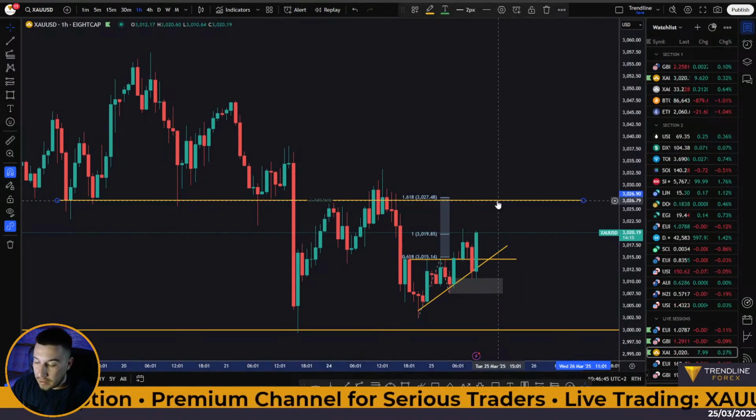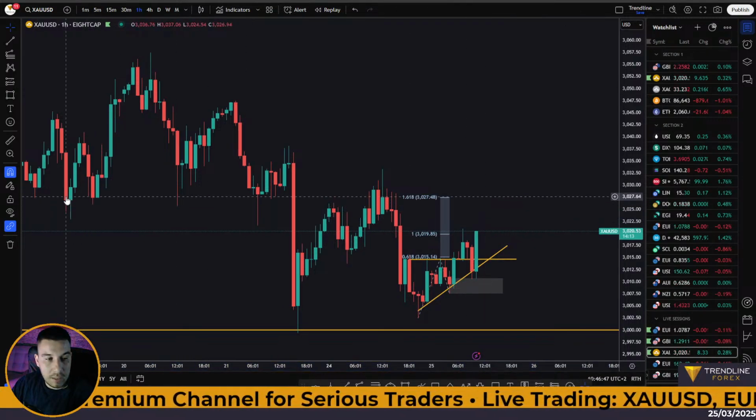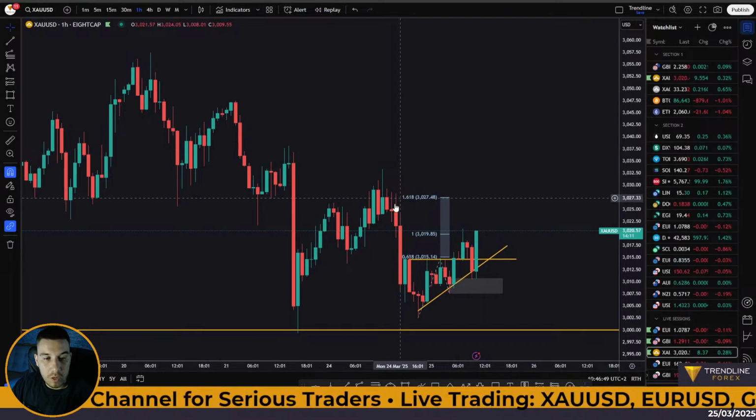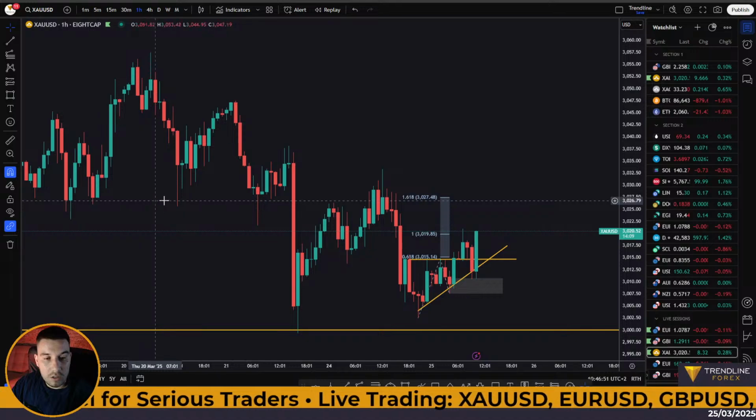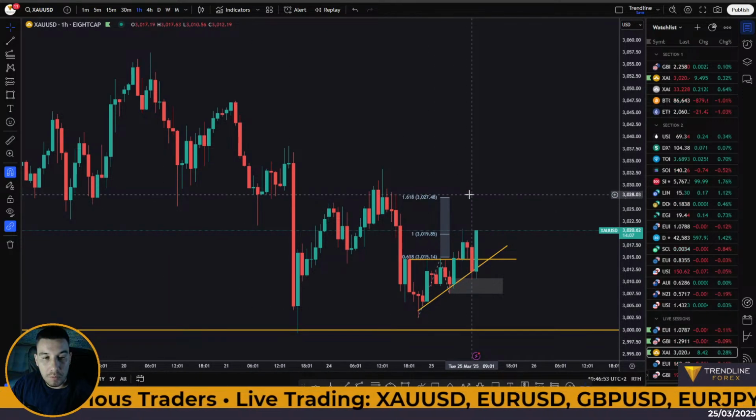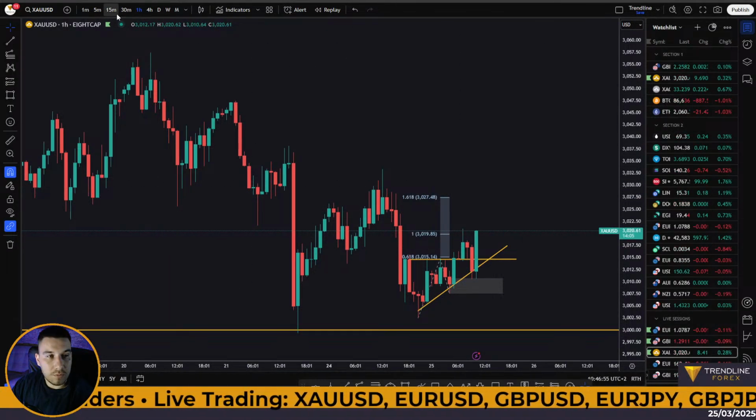Okay, so I'm gonna delete it because, like I said, it's basically an area around all those wicks. It's not just a single horizontal level, but right around 3027. Okay.